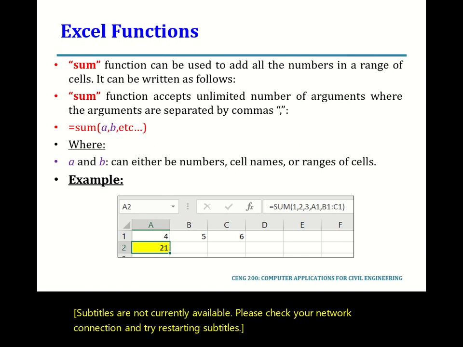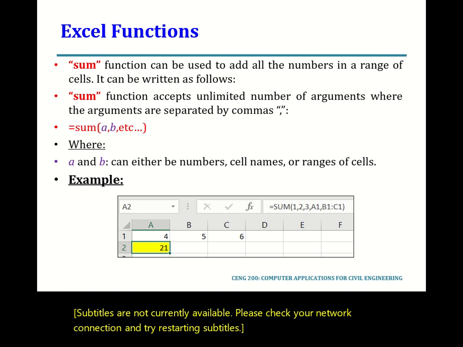So sum of A, B, and C. Obviously you cannot sum the letters A, B, and C. A, B, C mean the numbers, so they can be the actual numbers. You type the numbers yourself within the bracket: 1, comma, 5, comma, 3.2, comma, and so on and so forth. That is one way of doing it.